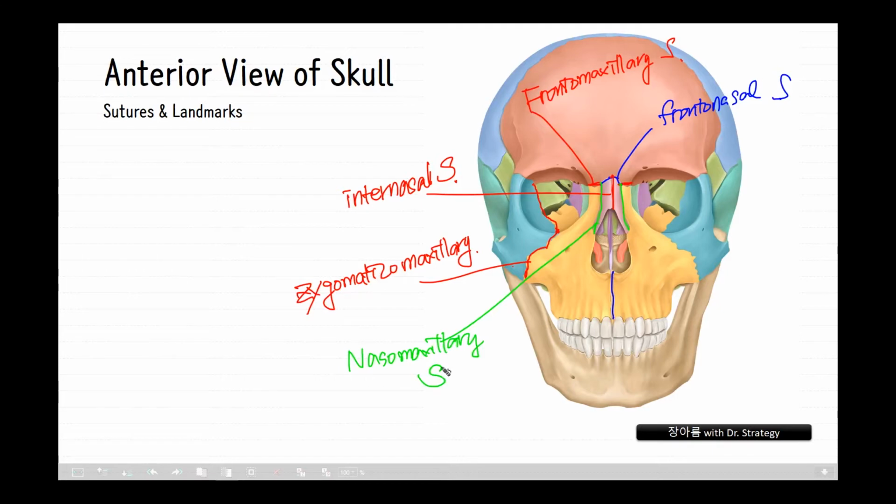And the zygomatico-temporal suture. These sutures are not easily seen in this picture because it is located nearly in the lateral side. And the intermaxillary sutures here. And the frontozygomatic suture is here.